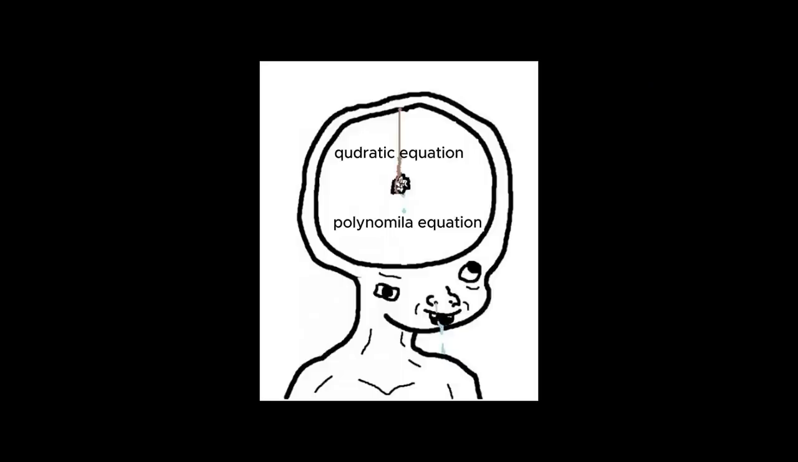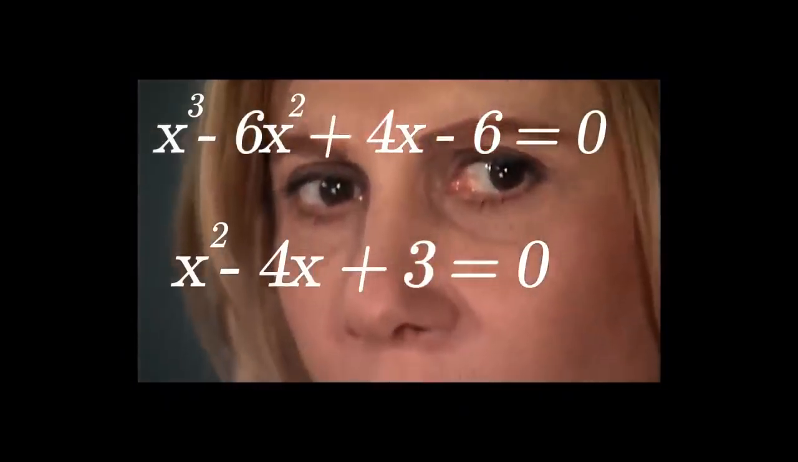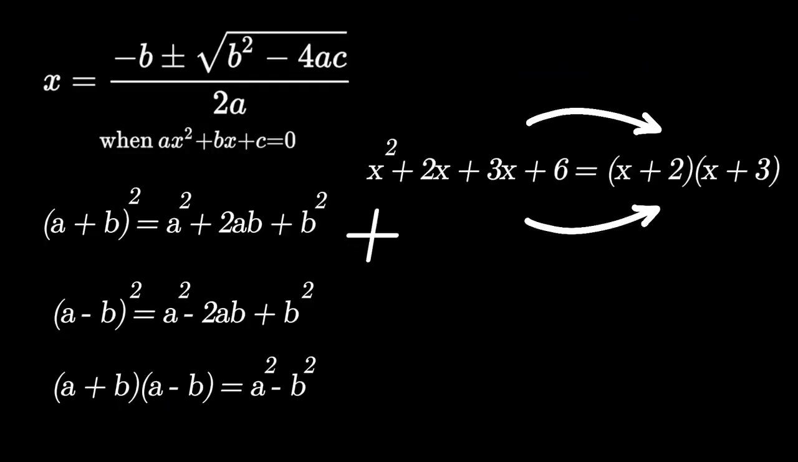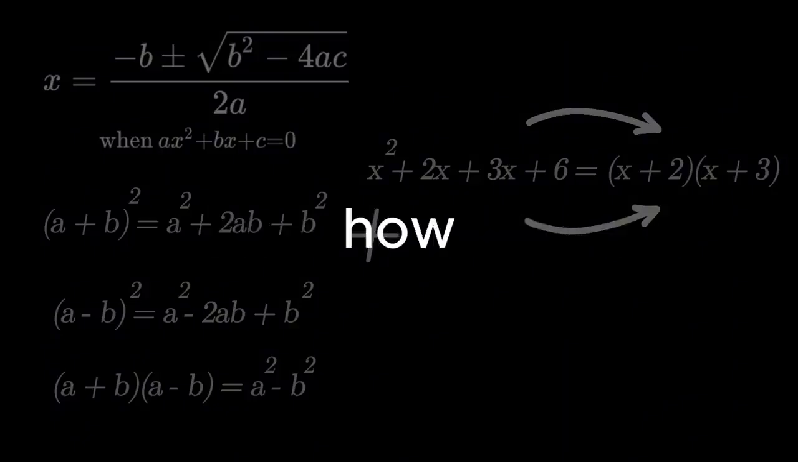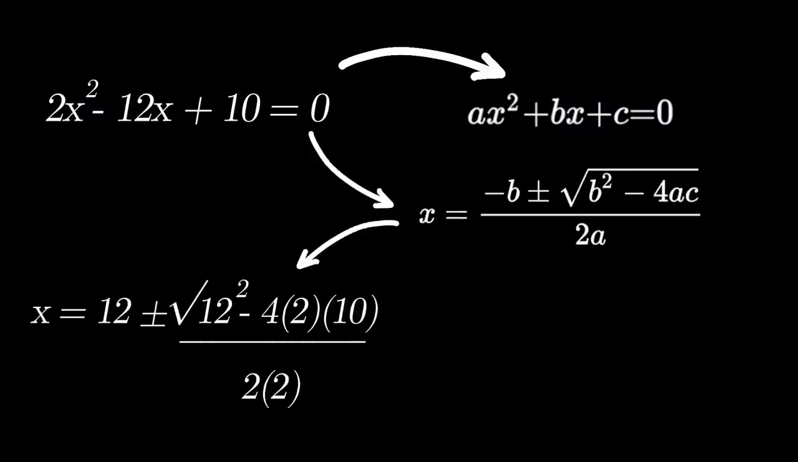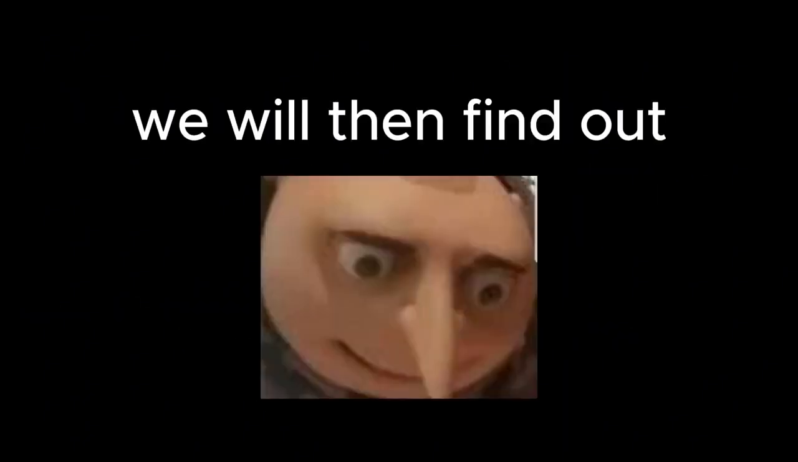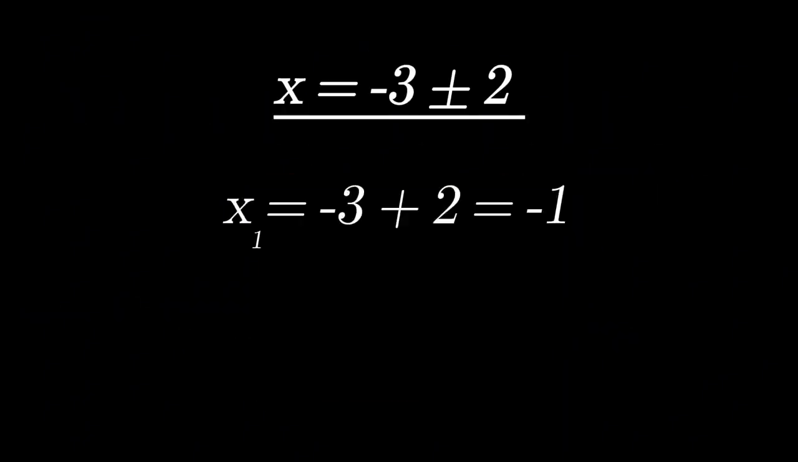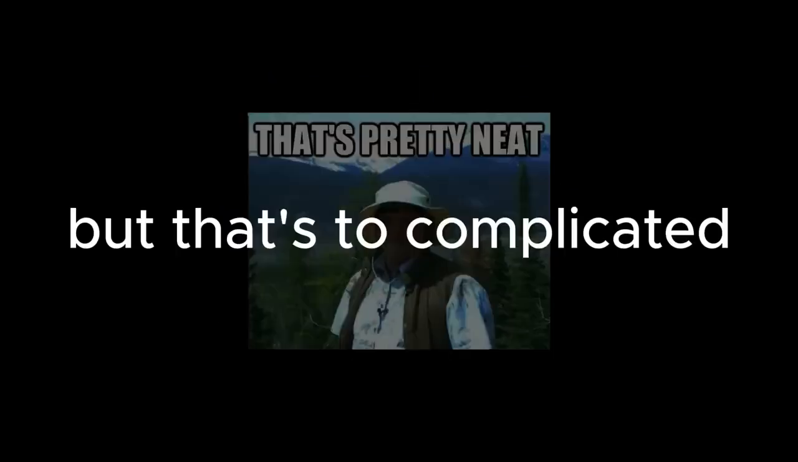Okay, now that we know about these equations, we need to actually be able to solve them. These 4 formulas plus some extra methods pretty much explain step by step how. Looking at a quadratic equation, we will see that it's basically the same as the first formula. If we then plug the numbers in the formula and then simplify, we will find out that the value x1 equals -1 and x2 equals -5. This is pretty neat, but that's too complicated for us.